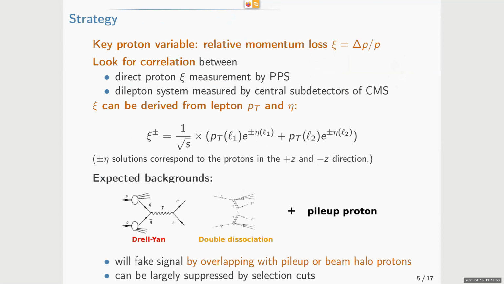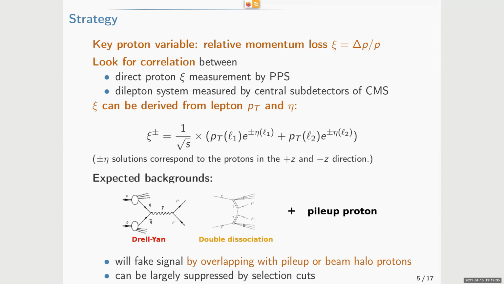What is the strategy for this measurement? There is one key proton variable delivered by PPS, the relative momentum loss Xi. We are looking for a correlation between the direct Xi measurement by PPS and the same quantity calculated from the lepton system measured by the central subdetectors of CMS. There is a very simple relation you see in the middle of the slide. We just use the pT and the rapidity of the leptons in order to calculate this Xi.